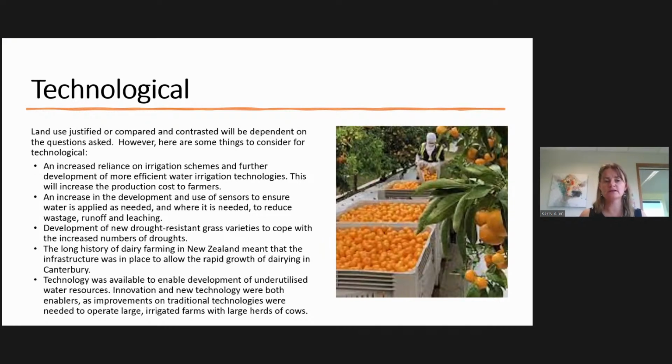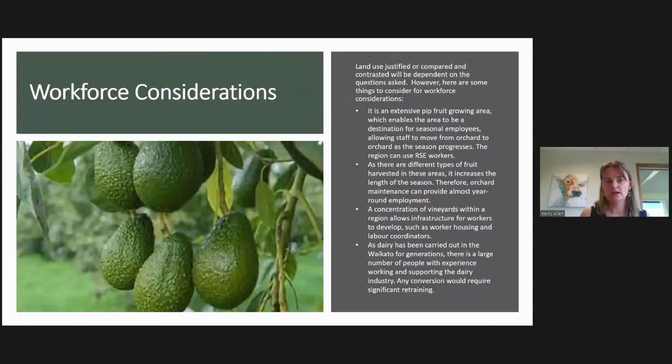So some of these things such as providing new drought-resistant grass varieties, utilising water resources and irrigation, having precision agriculture, so you're much better at being precise with your inputs and not wasting it. So these might be a justification for or against particular land use.